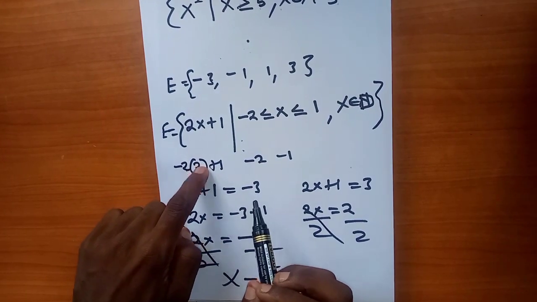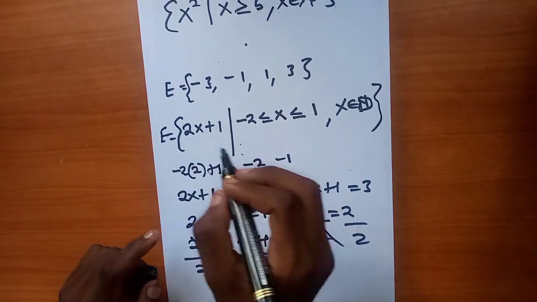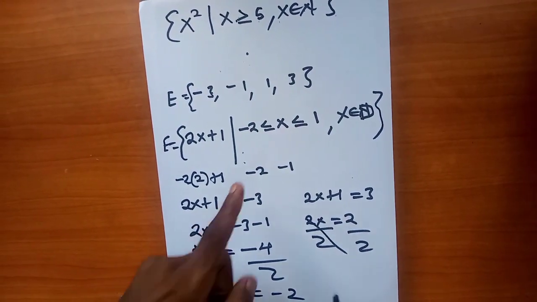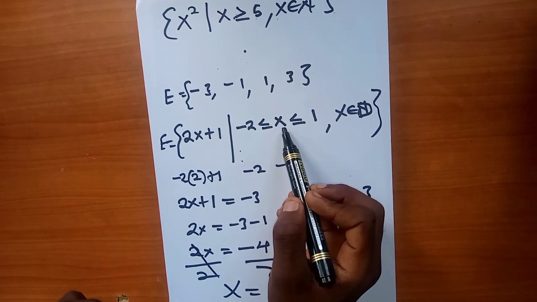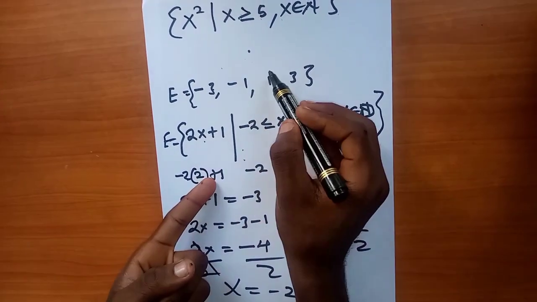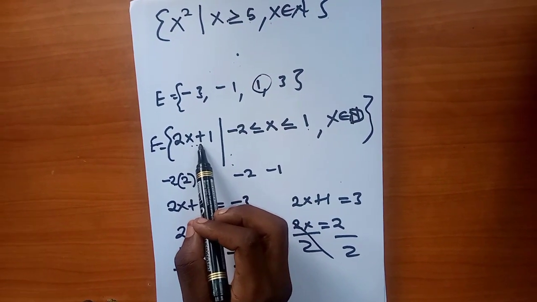If we put -1, what do we get? We get -2 plus 1, because if we say 2 times -1, we get -2. -2 plus 1, we get -1. If we put 0, what do we get? If we put 0, then we are going to get 2 times 0, which is going to give us 0. 0 plus 1 gives us 1. If we put 1, what do we get? 2 times 1 is 2, plus 1 is 3.